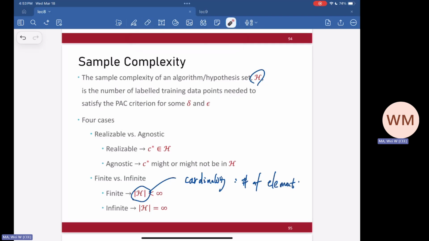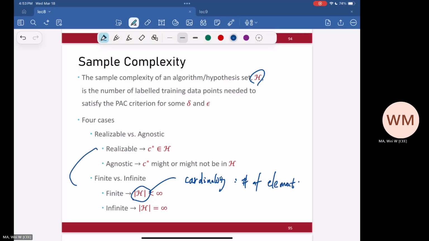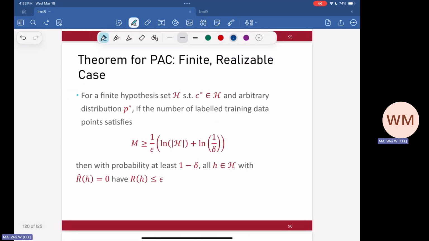So you can see that there are 4 different combinations. Given H is realizable and finite, or realizable and infinite, and so on. Given different combinations, you can write different proofs. I think you can definitely find the simplest one: realizable and finite. Here is some theory. I didn't give you the full proof. It usually takes 1 week to discuss that. I just give you a flavor.